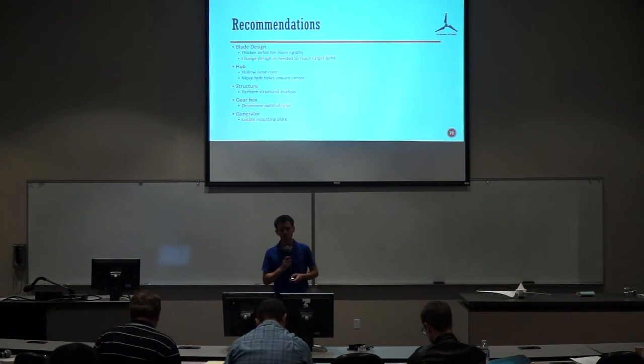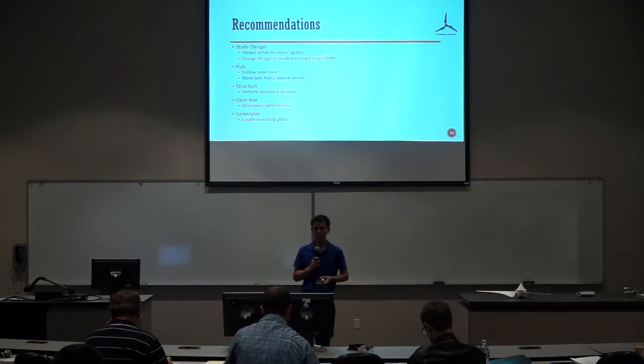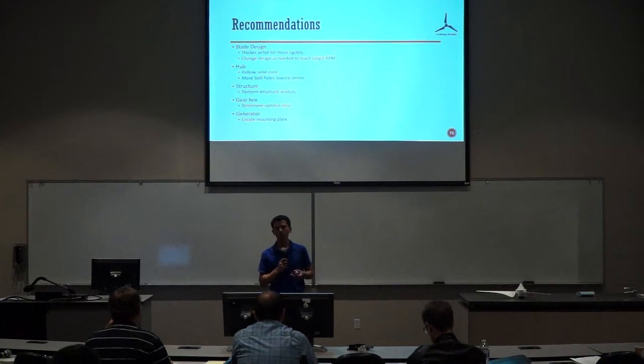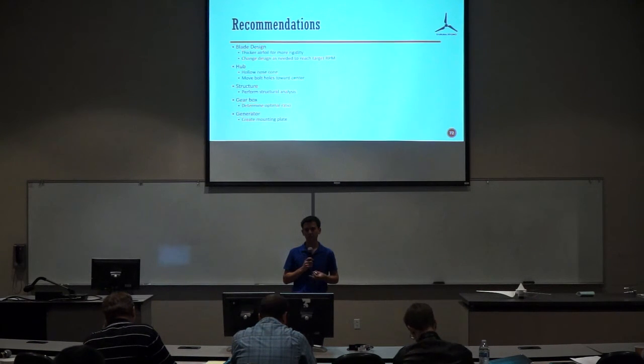For the blade design, we would like to create a thicker airfoil for more rigidity. And we will also adjust the design as needed so that we can reach our target RPM. The hub, we will hollow the nose cone to reduce the weight and decrease the cost a little bit. And we will also move the holes toward the center so they are not so close to the edge to ensure that the bolts do not break out of the plastic.